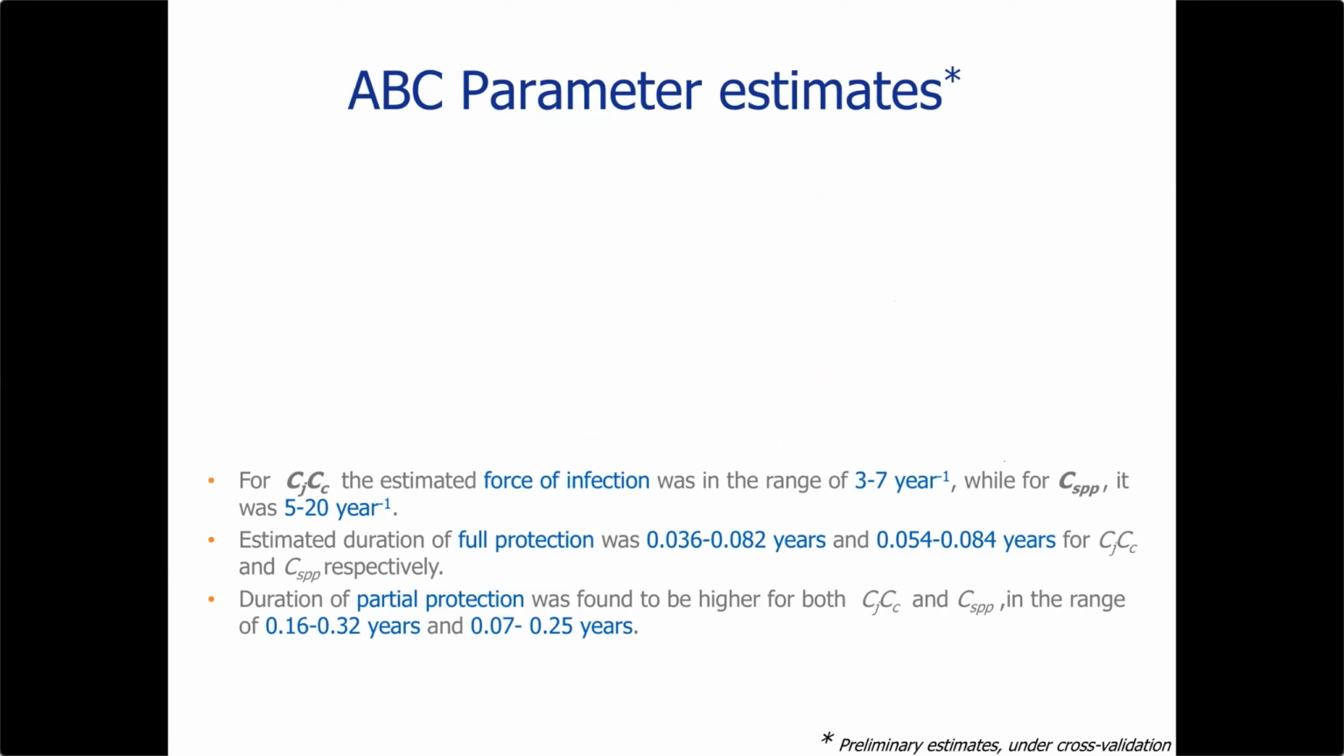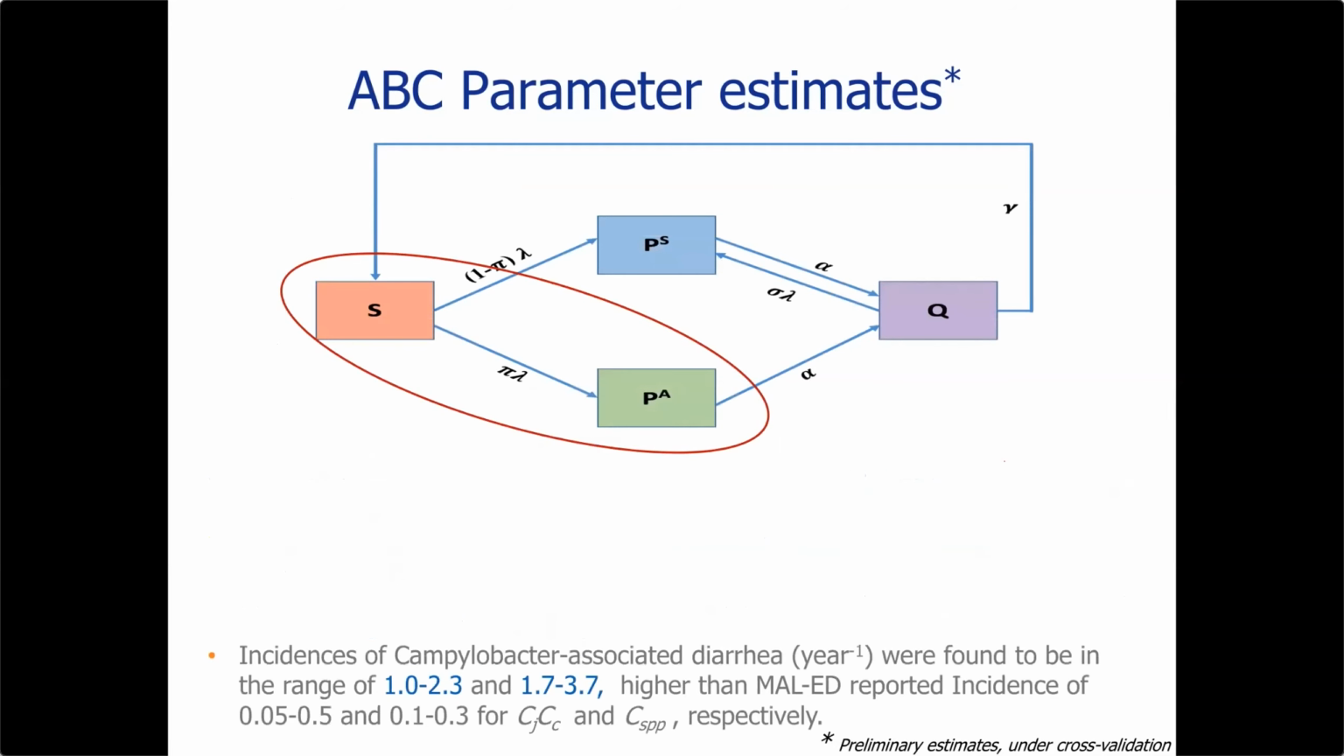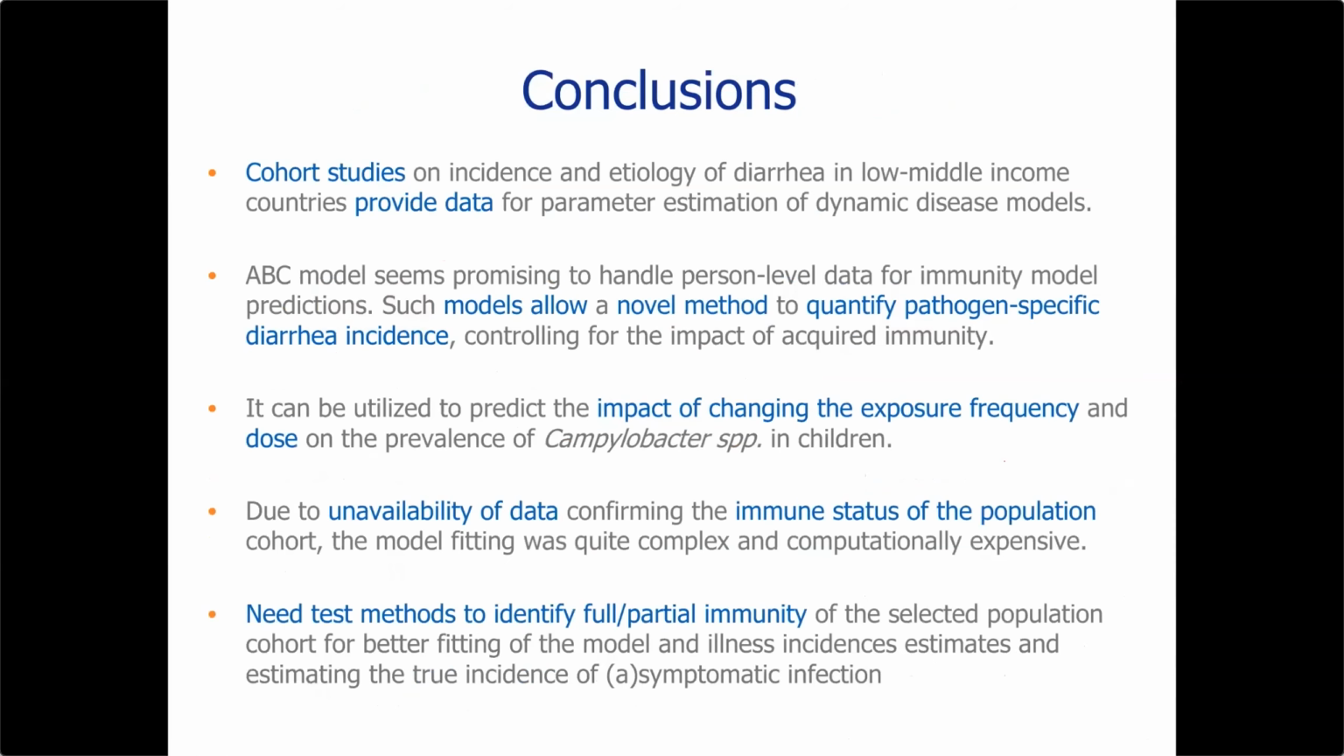But because this force of infection is quite high, this can affect the epidemic quite considerably. Using these estimates, although these are preliminary, we also moved ahead and estimated the incidences, which are also quite high in comparison to the MAL-ED reported incidences. But these estimates are still under cross-validation because there are multiple possible solutions, and you also have to find a trade-off with the error threshold.